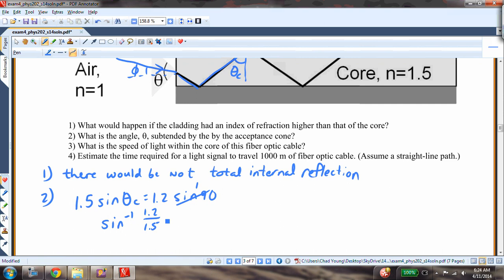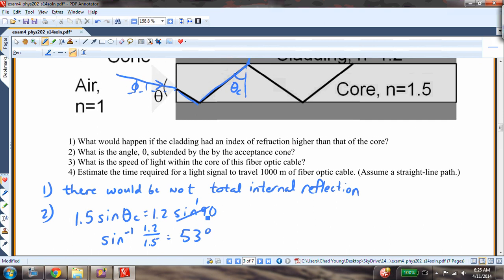And that's 53 degrees. Okay, so that critical angle is 53 degrees. That means that this angle equals 90 minus 53. That's what, 37 degrees. All right, if that angle is 37 degrees, this angle is also 37.